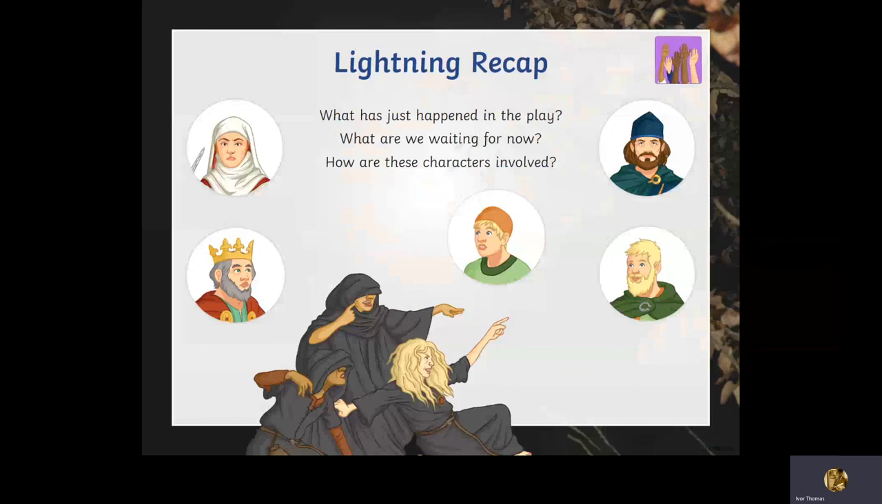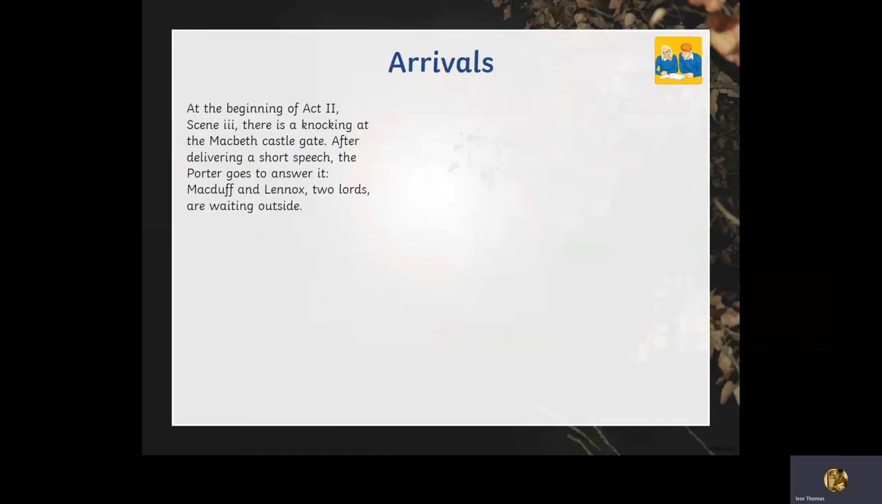So let's recap. Lady Macbeth on the top left has instructed Macbeth on top right to kill the king. Lady Macbeth has taken control of the situation because Macbeth was panicked. Duncan, rest in peace, bottom left. Banquo on the bottom right is going to be the father of a generation of kings, beginning with Fleance, possibly his son in the middle.